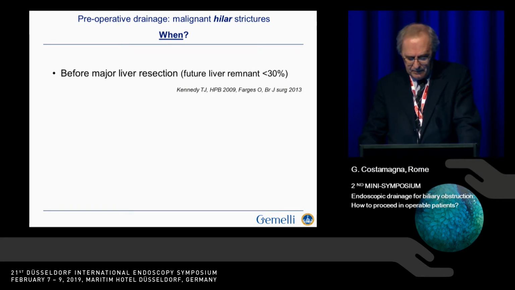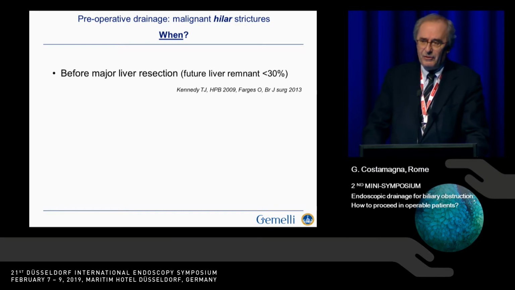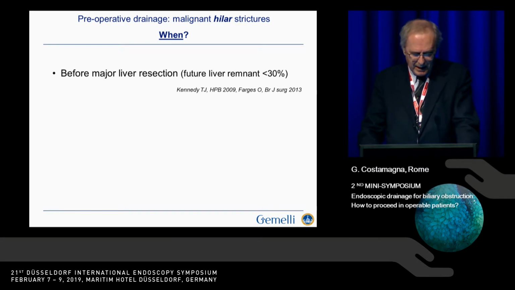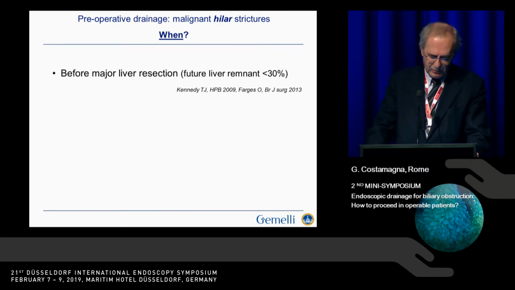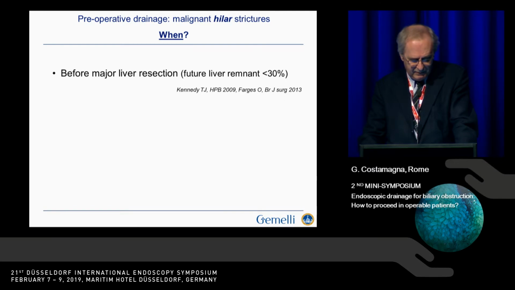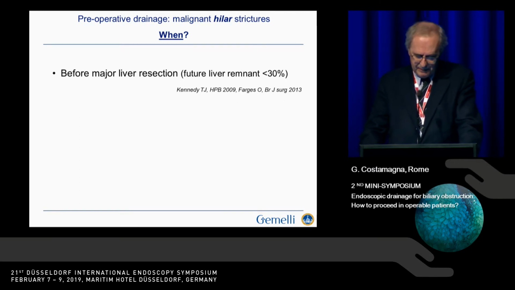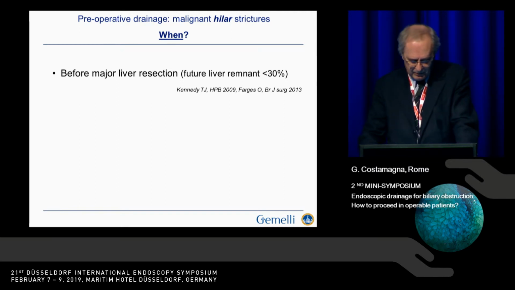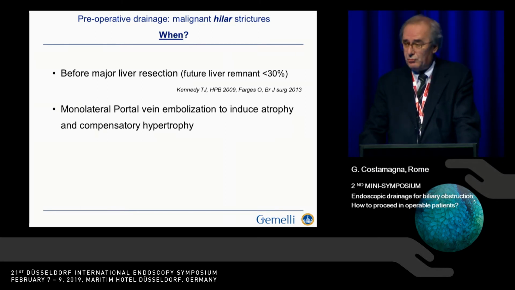Because also in this case, if the surgery can be done quite quickly, there is no need, unless there is one of the following conditions. If a major liver resection is forecast with a future liver remnant less than 30%, in those cases, it's probably better to drain the liver which remains before surgery.